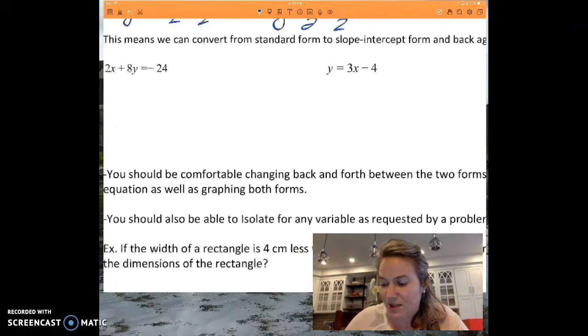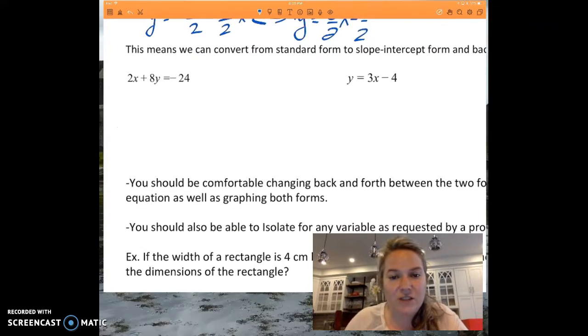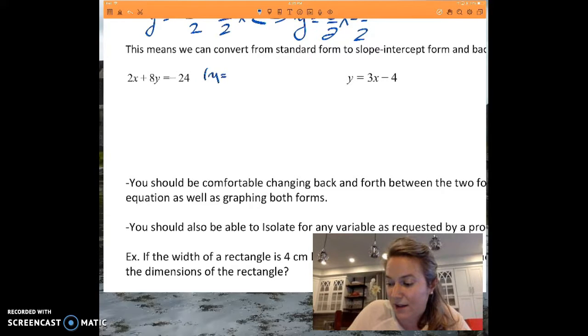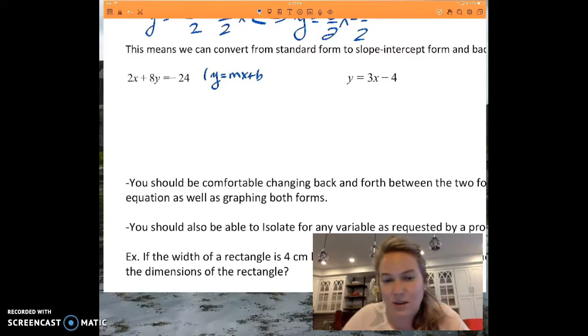Let's look at these ones here. We're going to convert from standard form to slope-intercept form and back again. So the first one is in standard form, and I need to make it y equals mx plus b. Right? Let's make that look a little bit more like a y. Y equals mx plus b. That's what we're going for.